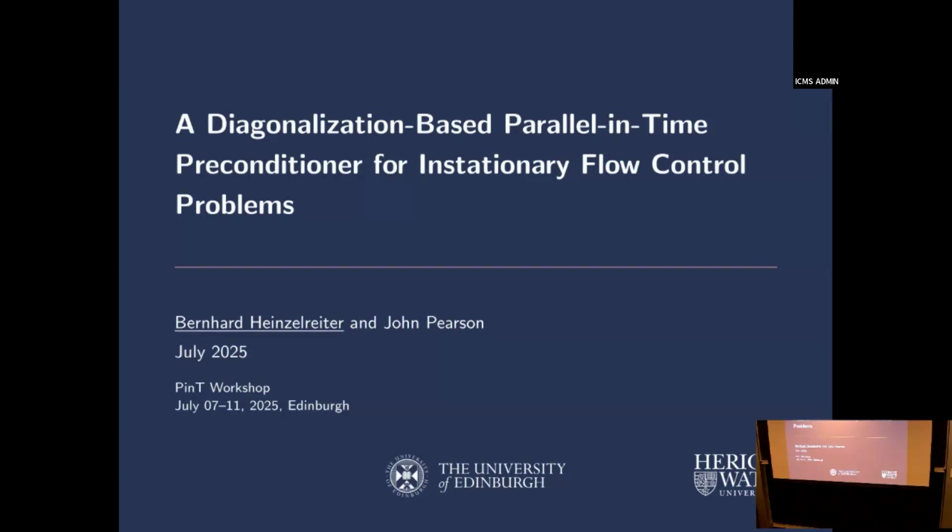This is based on things that have already been explored. Diagonalization-based approaches for optimal control problems are a known thing that works, which has been explored, for example, for the heat equation. We just looked at a more complicated problem, a coupled problem, an instationary flow control problem, and studied how we can extend it and how it performs there, and which ways we have to get around the added difficulty associated with the coupled problems.